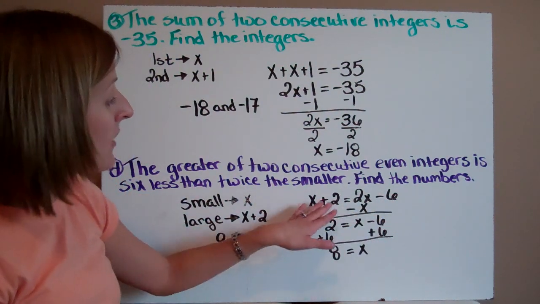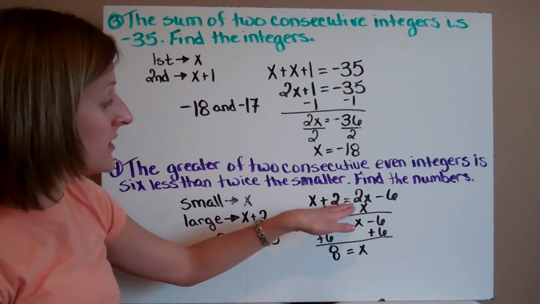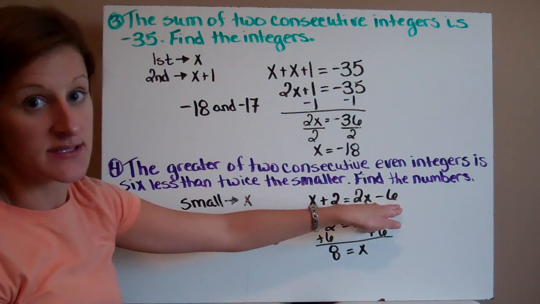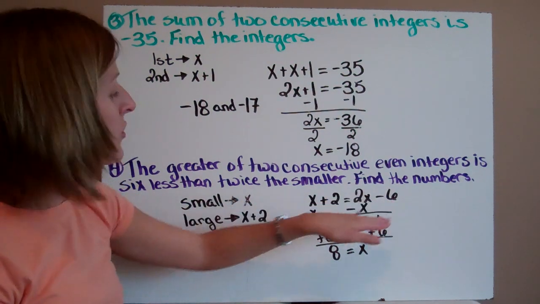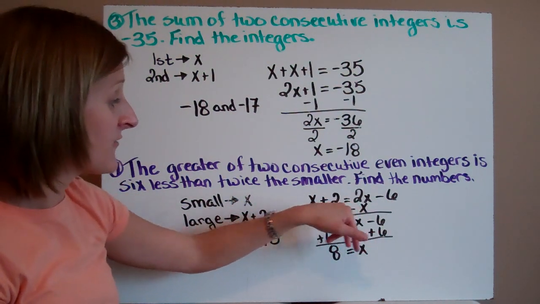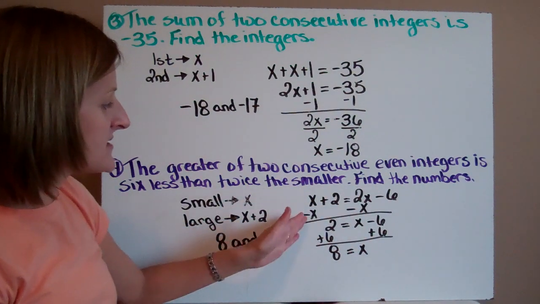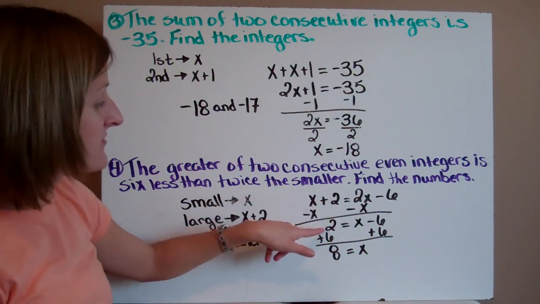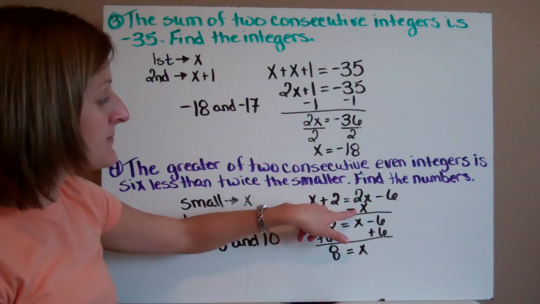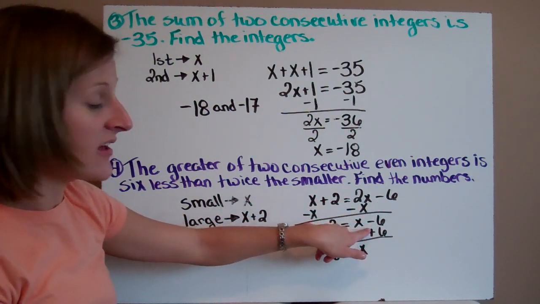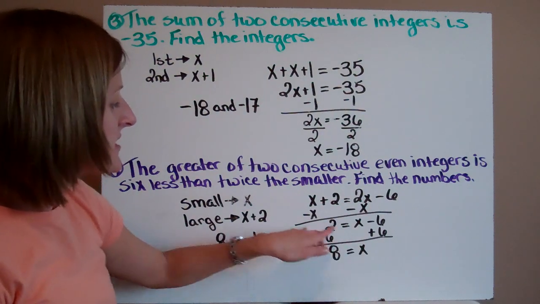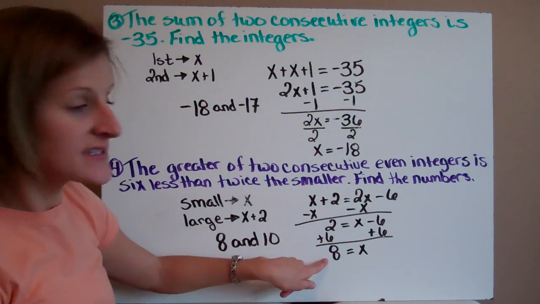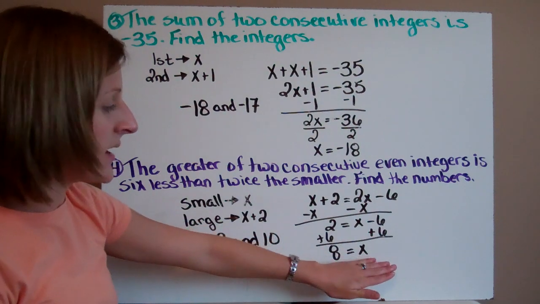Okay, now we have our equation. x plus 2 equals 2x minus 6. Okay, I have a variable on both sides. So this time I'm going to subtract x from both sides. x minus x is 0, that goes away, and I have 2 on this side. 2x minus x is just x, and I still have the minus 6. I need to add 6 to both sides. 2 plus 6 is 8, and notice that goes away, and I'm left with x.